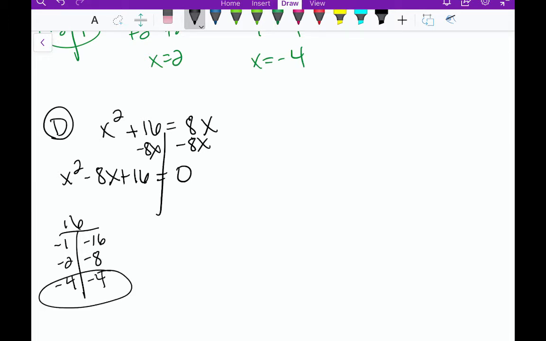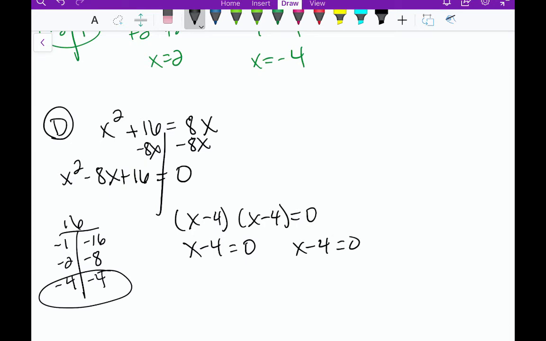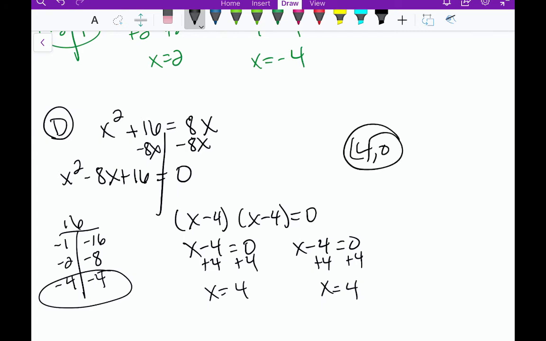So it looks like negative 4 and negative 4 are my factors. This is going to be x minus 4 times x minus 4 equals 0. And again, I'm going to set each of them equal to 0 separately. What we'll notice here is that x equals 4 for both of them, which really means there is only one solution, and that solution is (4, 0). So this quadratic function only crosses the x-axis one time. There is just one solution.